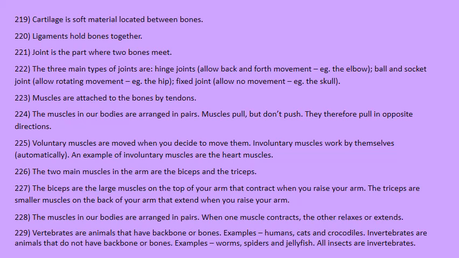The three main types of joints are hinge joints. Hinge joints allow back and forth movement. Example, your elbow, which goes back and forth. Ball and socket joints allow rotating movement. It goes around, such as the hip.